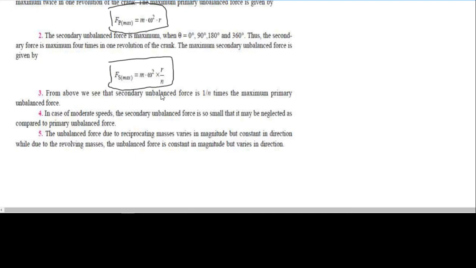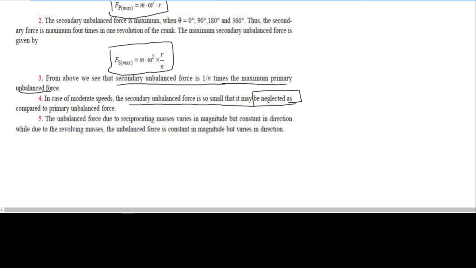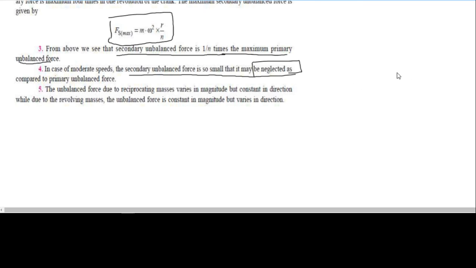So we see that the maximum secondary unbalanced force is 1 by n times the maximum primary unbalanced force. So 1 by n times means it is less than the primary unbalanced force. The secondary unbalanced force is very small compared to the primary unbalanced force, so we normally neglect this force for balancing, especially at moderate speeds, where it is very small in comparison.